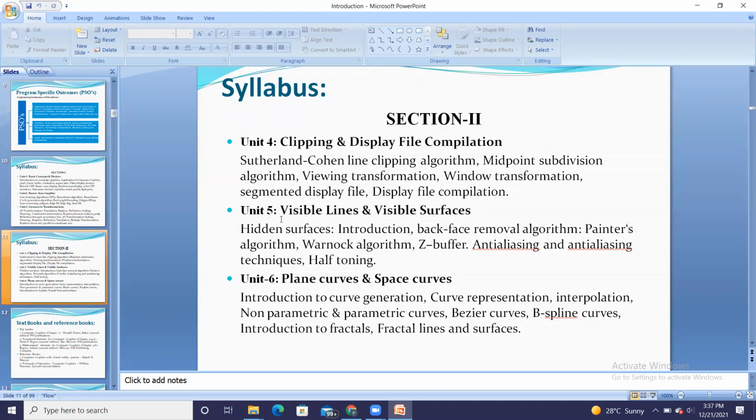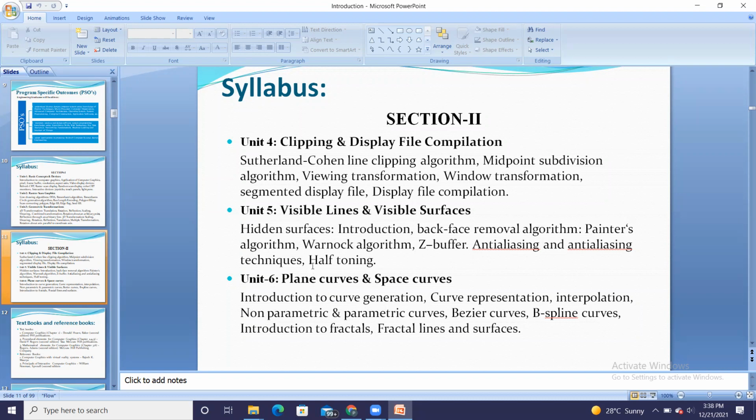Then unit number 5 is visible lines and visible surfaces. So here we are focusing on the algorithms like backface removal algorithm, then Painter's and Warnock algorithm, Z-buffer algorithm. So these are the algorithms which remove the invisible lines or invisible surfaces. So these are the algorithms we are going to study in detail. Then we will see the anti-aliasing and half-toning methods, and what is the use of these techniques that we will learn in chapter number 5.